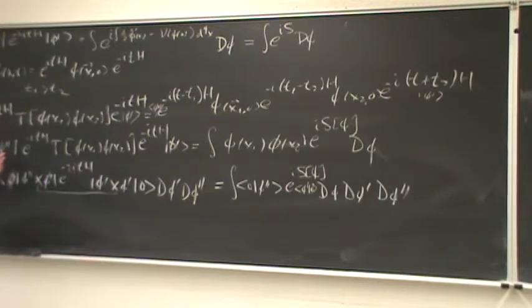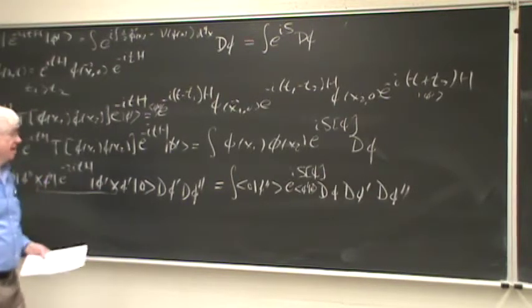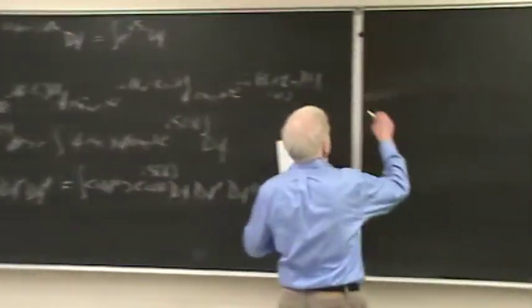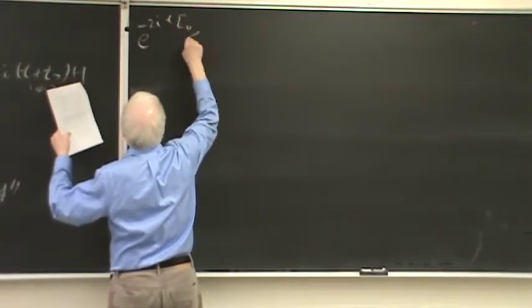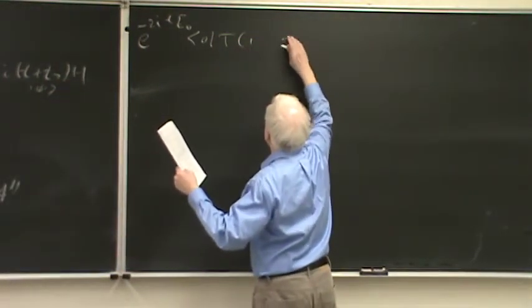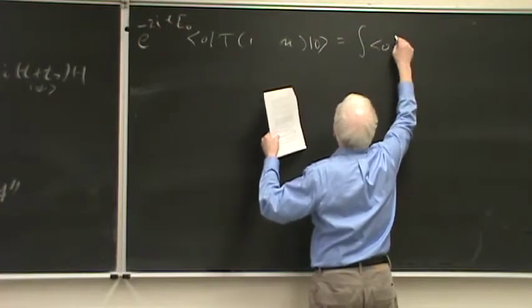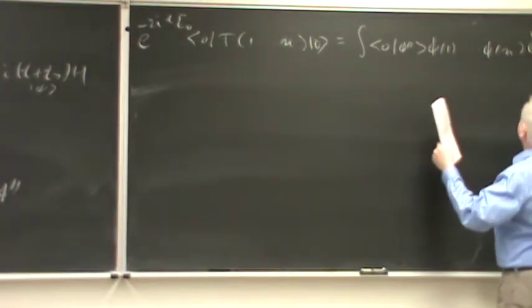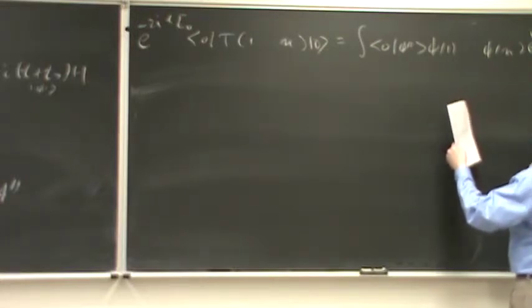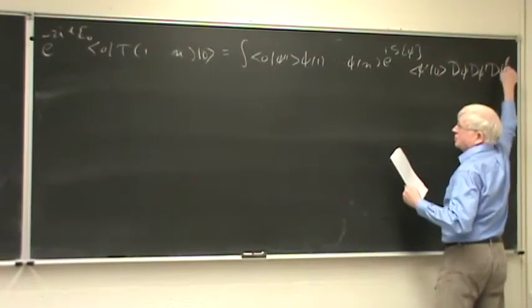And now we can do the same thing for this. In other words, we take a phi double prime and a 0, a phi double prime and a 0. In other words, well, we have almost no time, and I have almost no space, so what we get is e to the minus 2I t E0, 0 time ordered product, 1 dot dot dot n. Let me just, to save time, write it this way. This then is an integral 0 phi double prime phi 1 dot dot dot phi n e to the I s of phi, and now phi prime 0, and now we have d phi prime, d phi double prime.